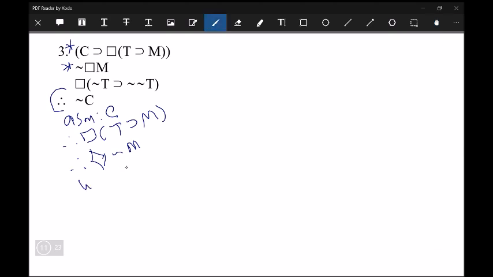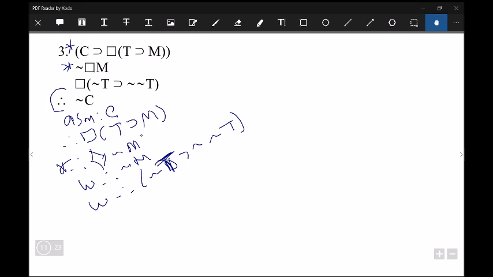Possible not M, therefore possible world W. M is false. It's necessary that if not T, then not T. So therefore in world W, if not T, then not T. Doing that one. Then we drop this in the same world. World W, you have if T, then M. And then a couple more steps to get a contradiction. So not M, T implies M, but not M, therefore not T.